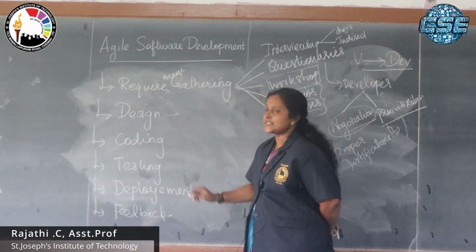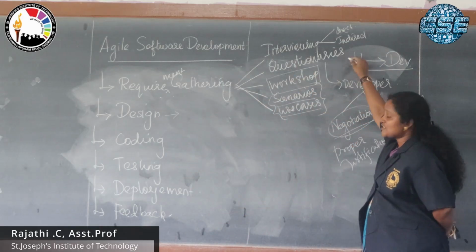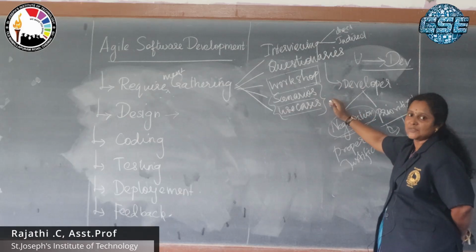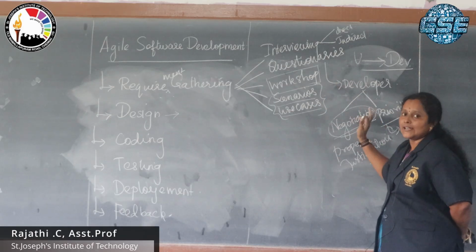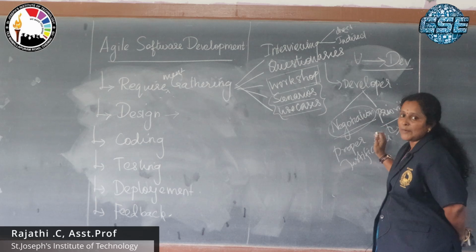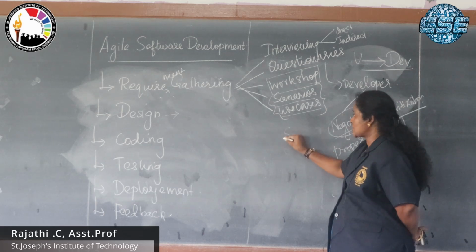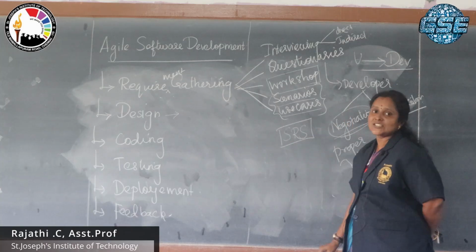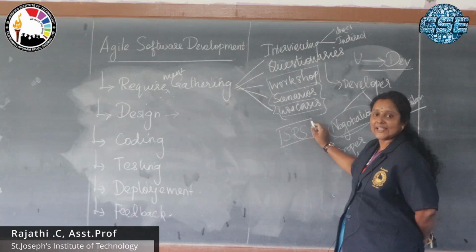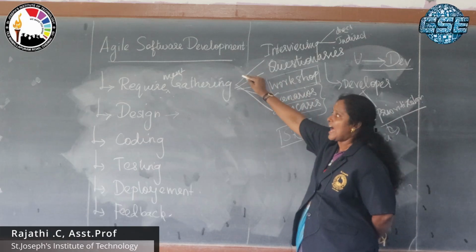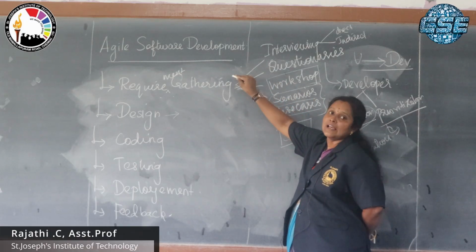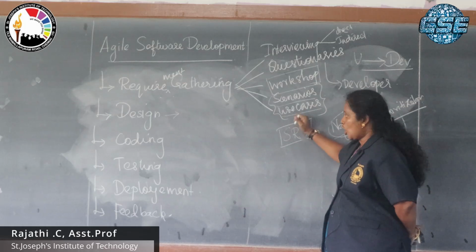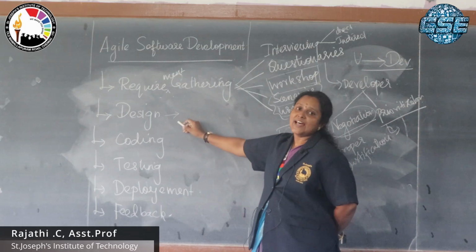Then the second phase is design. So in all these phases, what we have done is collect the information from the client to create a user requirement document, or we can say software requirement specification document, SRS documentation. So we are going to get the SRS documentation after this requirement gathering. Based on this requirement documentation, we are going to do the designing.